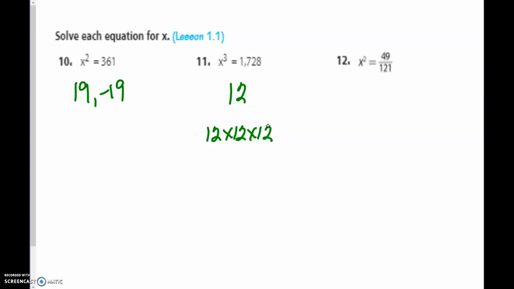Now number 12, remember, when it's a fraction, we're going to take the square root of 49, which is 7, and the square root of 121 is 11, and then don't forget the negative. So it'd be negative 7 over 11.